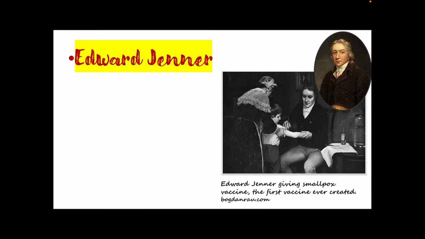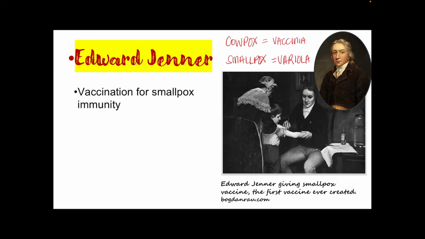So next one, in the late 1700s, an English country doctor named Edward Jenner discovered a remarkable relationship between exposure to cowpox and immunity to smallpox. So he showed that when you are exposed to a cowpox virus, you will be protected from smallpox disease. So this smallpox again was caused by a virus, the variola, whereas your cowpox was caused by vaccinia virus. And Jenner again discovered vaccination for smallpox immunity.